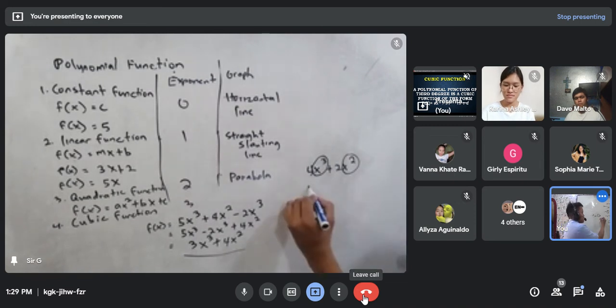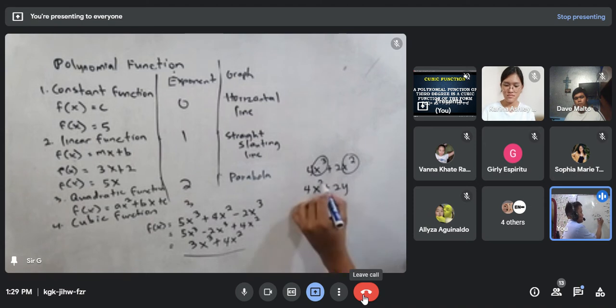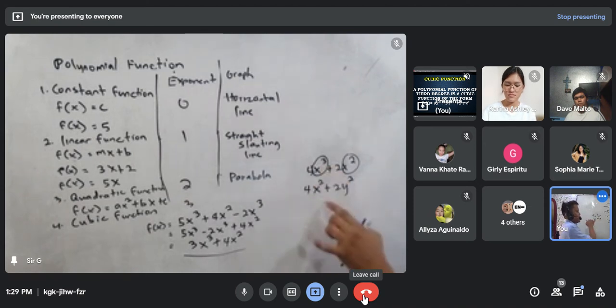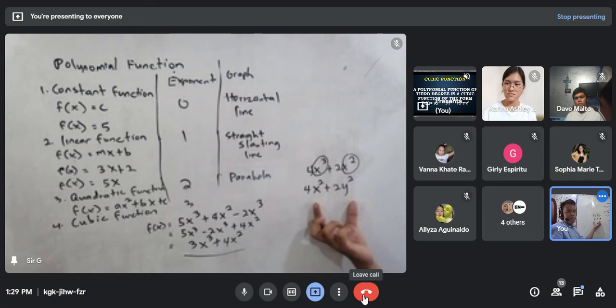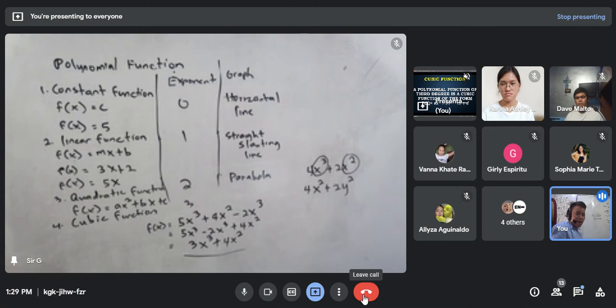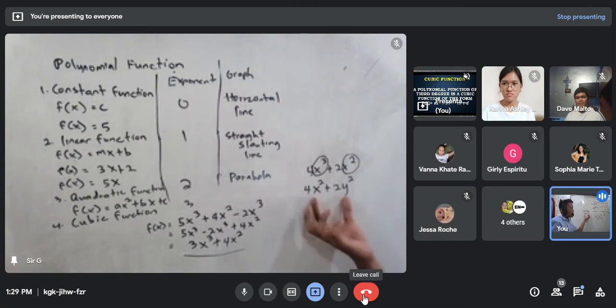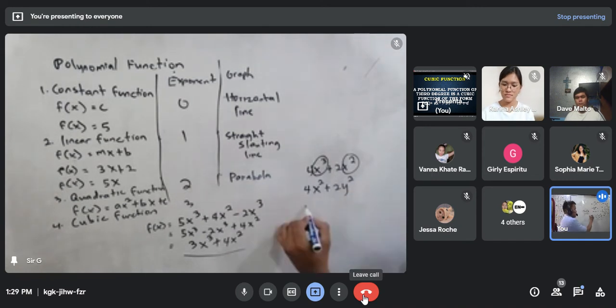Ngayon, kunwari ito, 4x squared plus 2y squared. Parehas silang squared. Nasosolve po ba to? Naipagsasama po ba yan? Hindi. Kasi nga, magkaiba sila ng variable. So, ito na yung pinaka-simplest form. Ganun po yon. Ngayon, paano kung ganito?